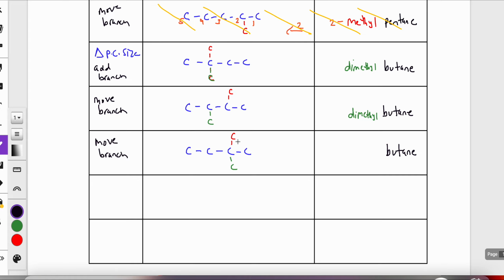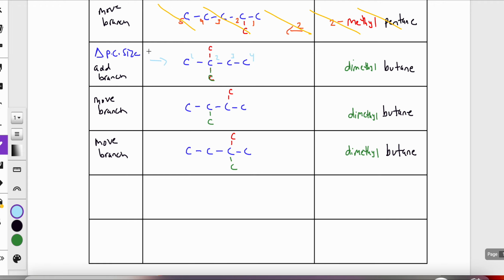The red branch is still 1 carbon, methyl. The green is still 1 carbon, methyl. So I have methyl-methyl-butane, so I can shorten that to dimethyl. And there's no more interior carbon moves to make. So now my next job is, are all of these the exact same structure, or are there small differences? So we have to do the numbering. So take a look, number in this direction.